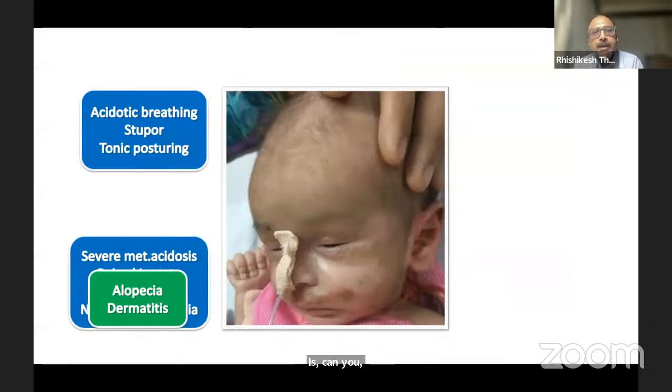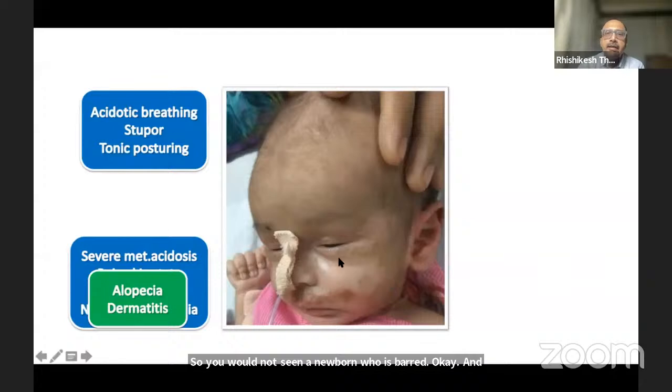And this baby came with acidotic breathing, there was stupor, there was tonic posturing. What is characteristically seen here is loss of hair. So you would not see a newborn who is bald. Okay. And you also have a hypopigmented lesion. So you have a dermatitis and a scalp showing sparse hair, and the blood gas is showing severe metabolic acidosis.